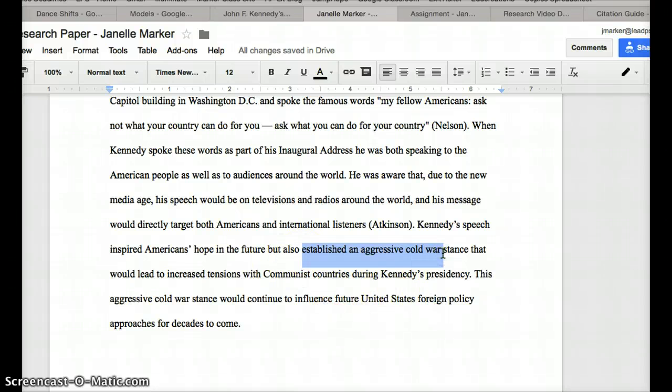I didn't really think about that on my own, and this stance increased tensions with communist countries, and even went on to influence future U.S. policy. This is not my own thinking. So in this research paper's case, this is also stuff that I pulled from someone else, not myself.